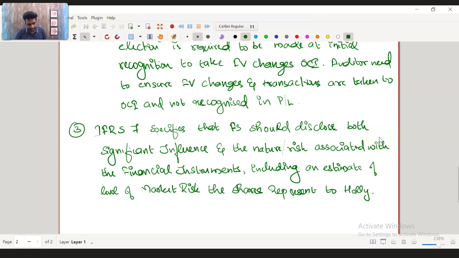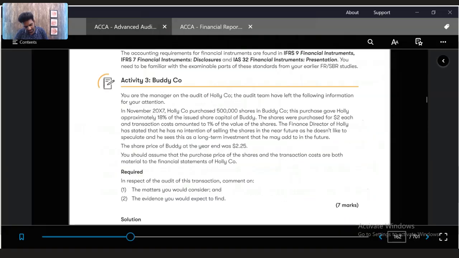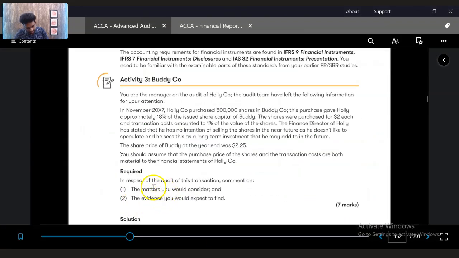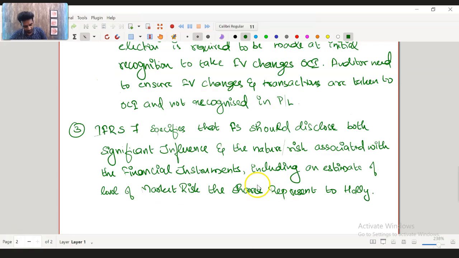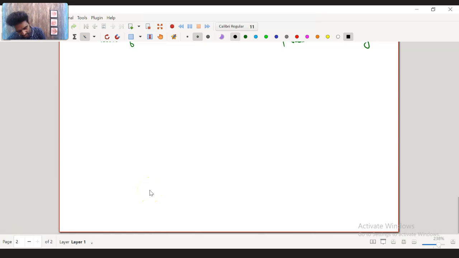Now the second question is all about the evidences. So here they are asking you to comment on the evidences you should expect to find. So let's now write about the evidences. What are the evidences you can expect to find?